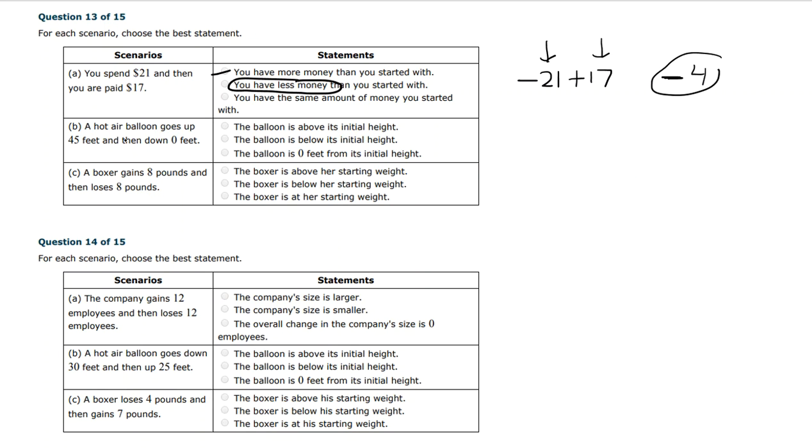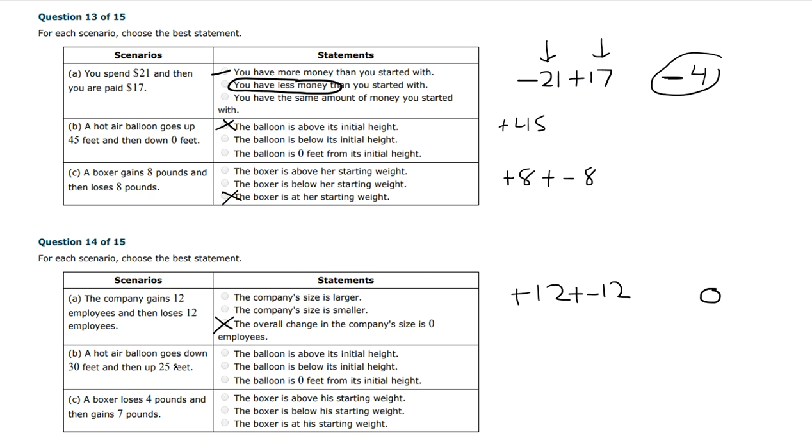Okay, let's look at the next one. A hot air balloon goes up 45 feet and then down 0. Well, if it goes up 45 and down 0, it's going to be above its initial height. Okay, the next one. A boxer gains 8 pounds and then loses 8 pounds. So the boxer is at her starting weight. Okay, let's look at question 14. The company gains 12 employees and then loses 12 employees. So the overall change would be 0 employees.